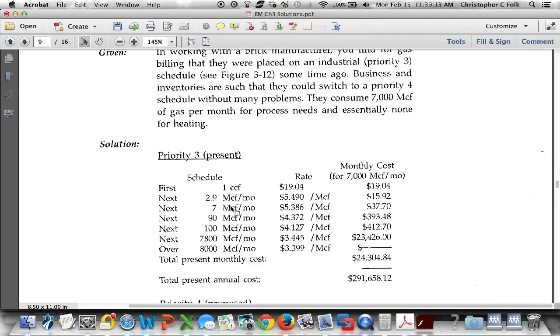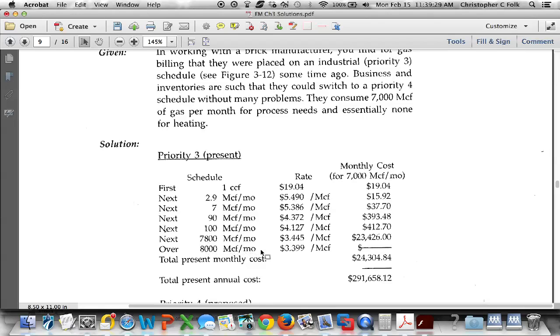Now, if you're a little confused about this MCF stuff, go back to page 9 of your text, and you can read up again on how those rates worked. So notice also that we use 7,000, but notice this rate ends at 7,800.